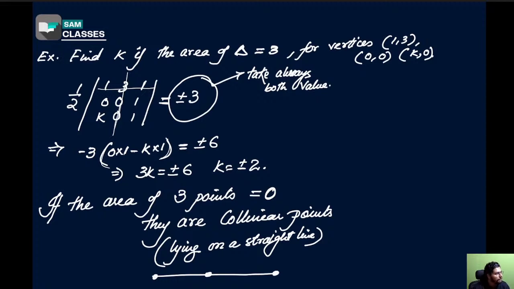Now, collinear means 3 points lying on a line. Area is 0. 3 points lying on a line, area is 0. Nothing else. Next.